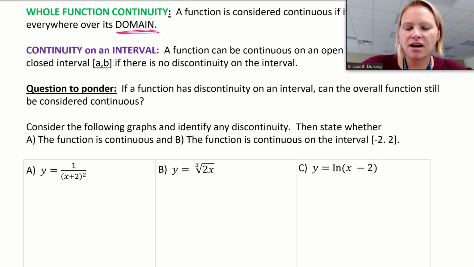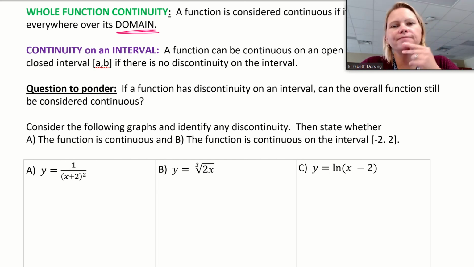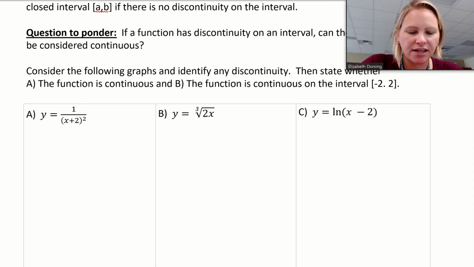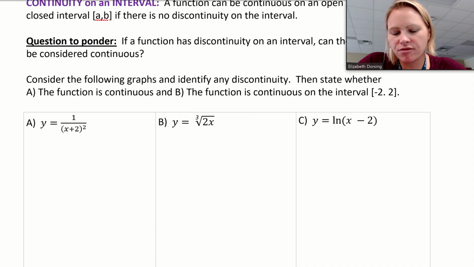If a function has discontinuity on an interval, here's my question for you. Can the overall function still be considered continuous? So if I have a hole or a vertical asymptote, maybe I wouldn't be continuous on the interval, but could I still be a continuous function? Well, let's explore this. So here we go. Consider the following graphs and identify any discontinuity, then state whether the function is continuous.